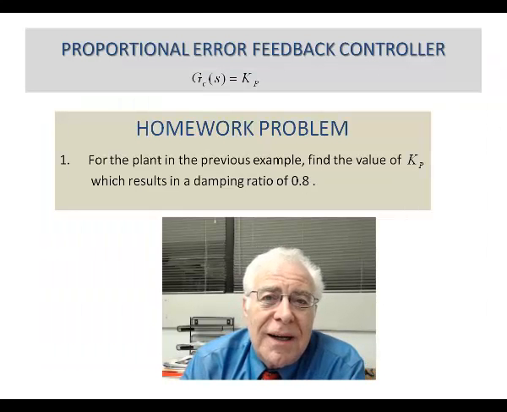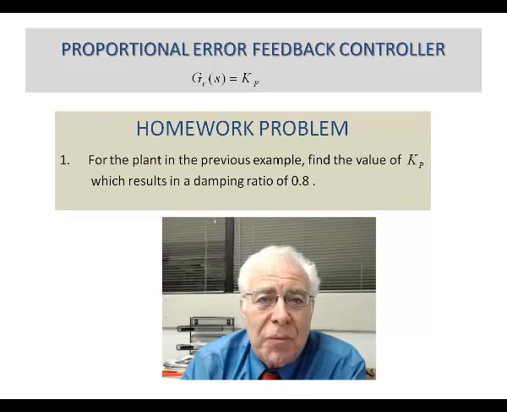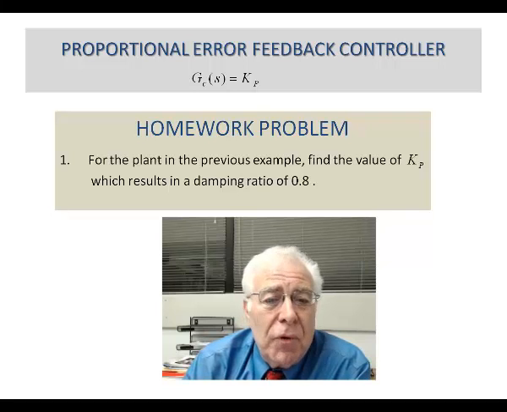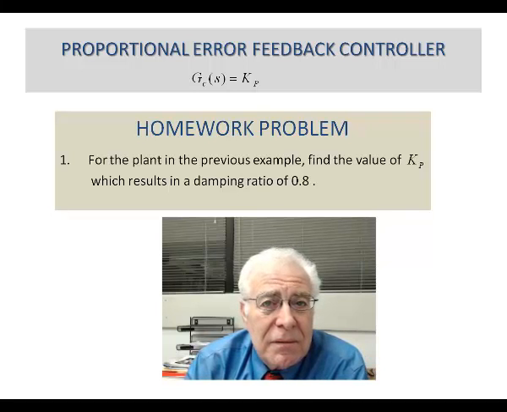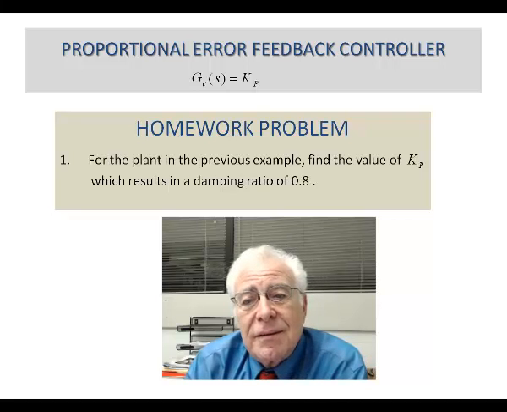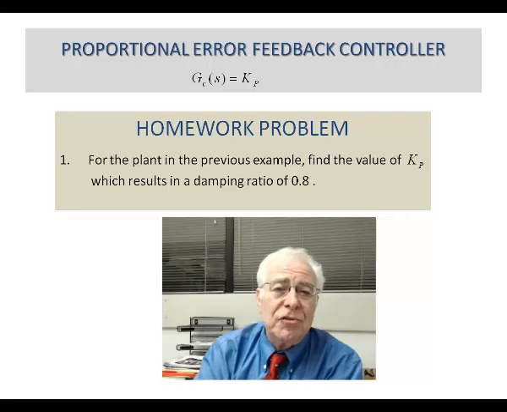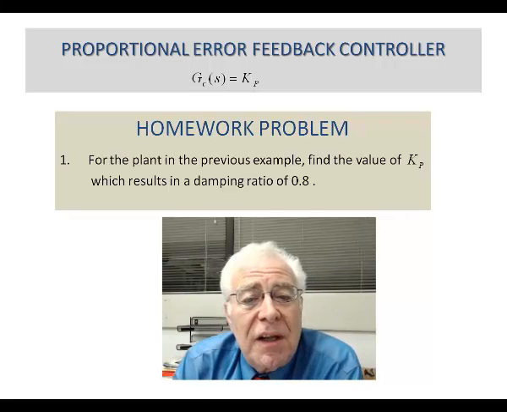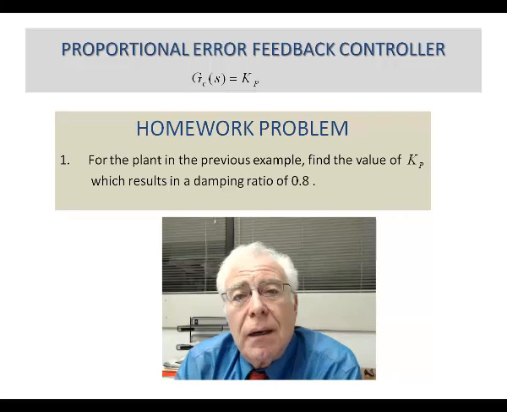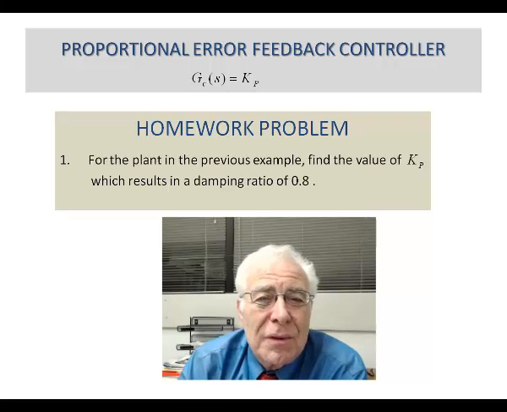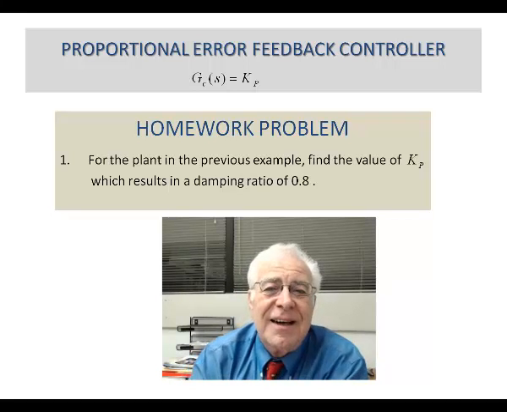And now, I want you to work on this homework problem before you come to class next time. For the plant in the previous example, the second order plant, find the value of Kp, the feedback gain, in a proportional error feedback controller, which will result in a damping ratio of 0.8. I know you can solve this. So let's see who has solved it and who has not next class.